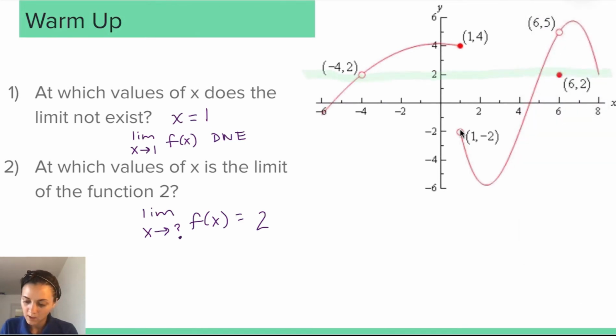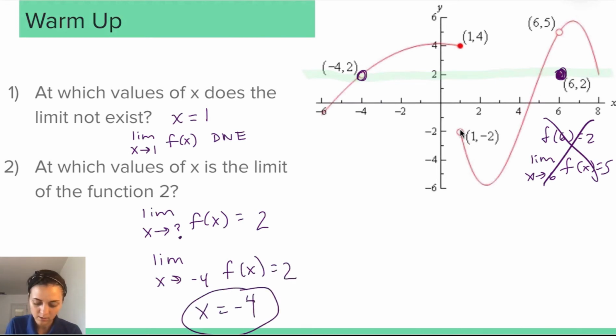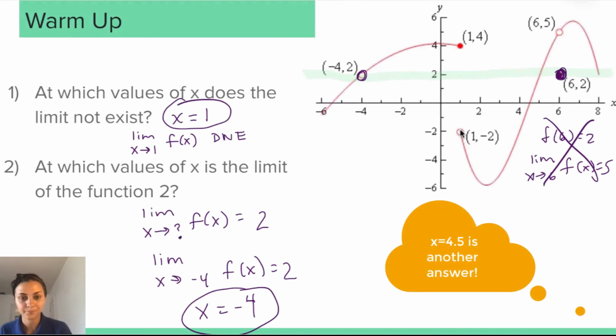Right there. And so you might be tempted to say it's any place where the function goes through 2. Here I can say at x equals 6 that f of 6 equals 2, but as we already talked about, the limit as x approaches 6 of f of x equals 5. So not there, but right here at -4. So the limit as x approaches -4 of f of x equals 2, and you could just say x equals -4. That's fine. For both of these, we could just give the x value. Cool.